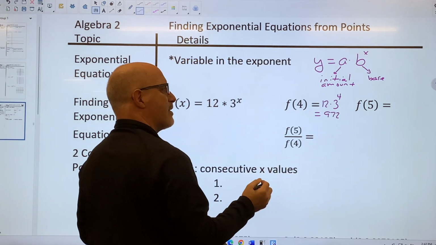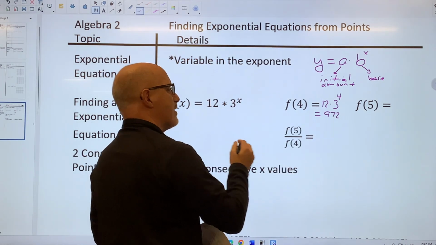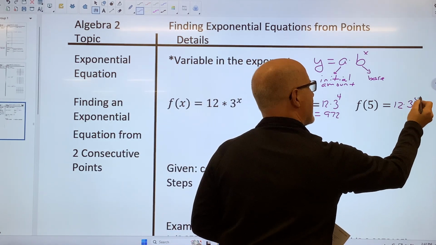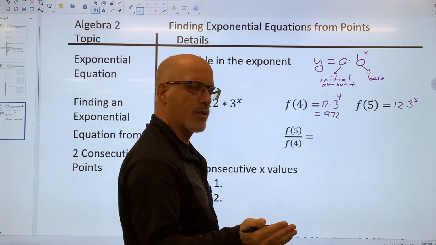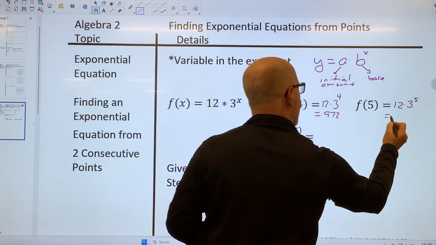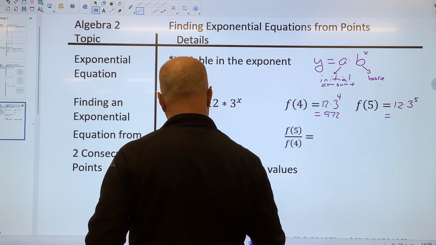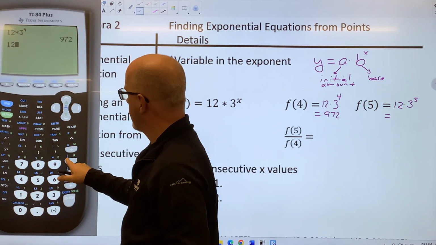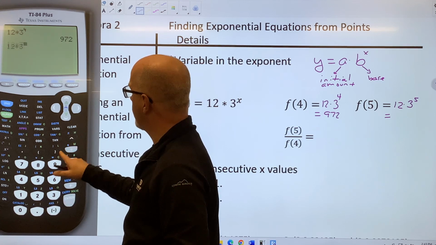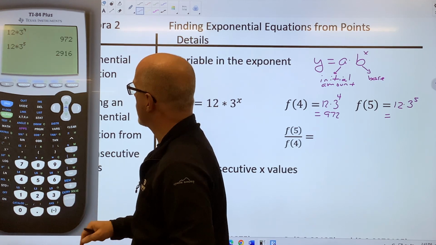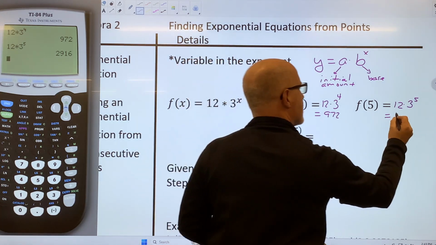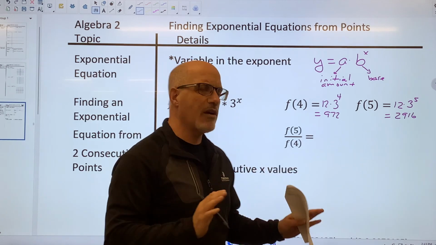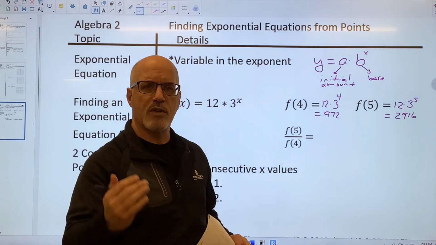Now this one, f of 5, we put 5 in. Notice that 5 becomes the exponent. So 12 times 3 to the 5th, it has an extra factor of 3. So when we do that on a calculator, we do 12 times 3 to the 5th power, and we get 2,916.